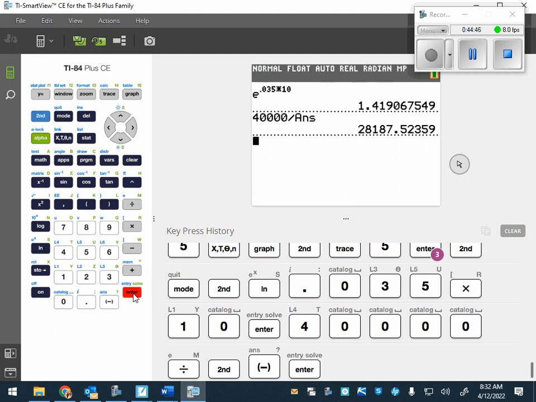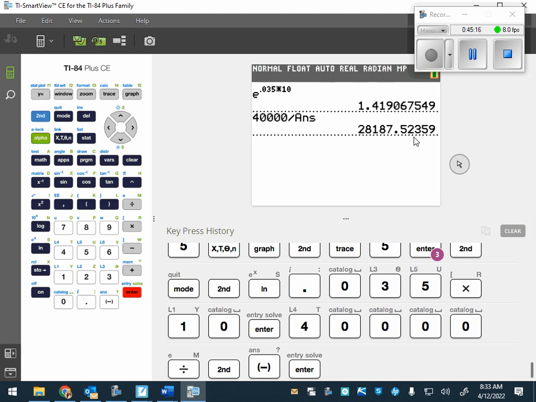So your initial amount that you would have to deposit, and we round up for this, okay? So $28,187.53. Okay? So it doesn't matter what's next to it. If it's in the hundredths place, 0.52, you round up to the next cent. It's more accurate. It's exact, actually.